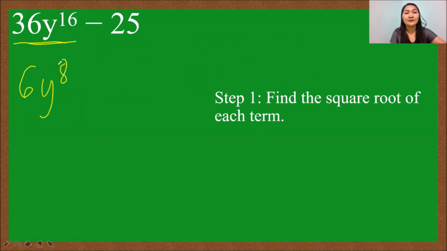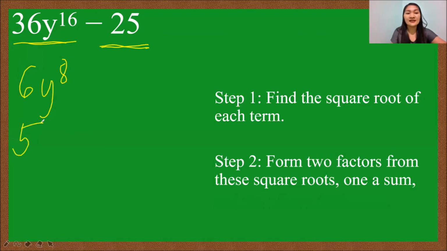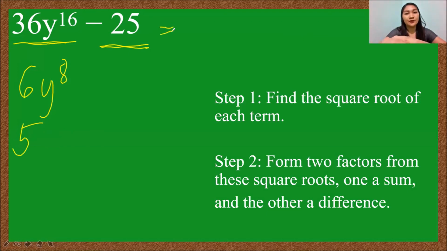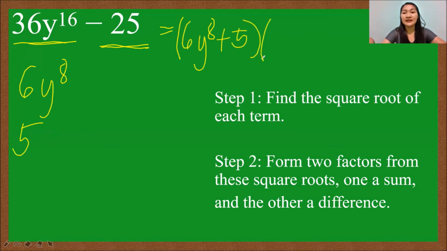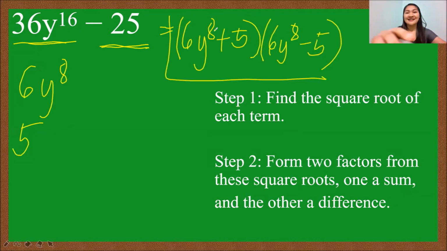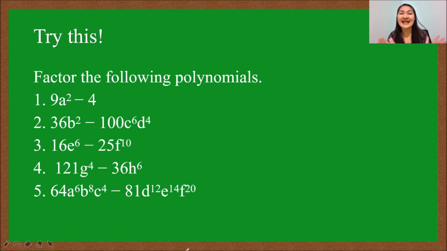For the second term, the square root of 25. So the square root of 25 is 5. Let us use these square roots para makapag-form ng sum and difference of two terms. So we have the quantity of 6y raised to 8 plus 5 times the quantity of 6y raised to 8 minus 5. That is already the answer. Napakadali lang, di ba?